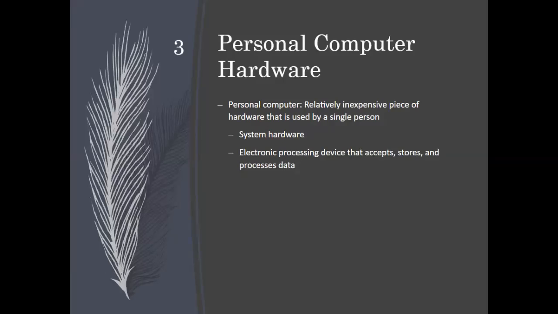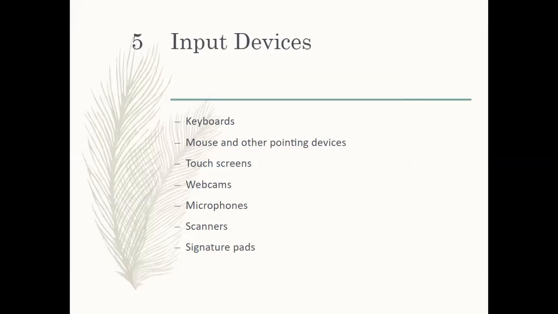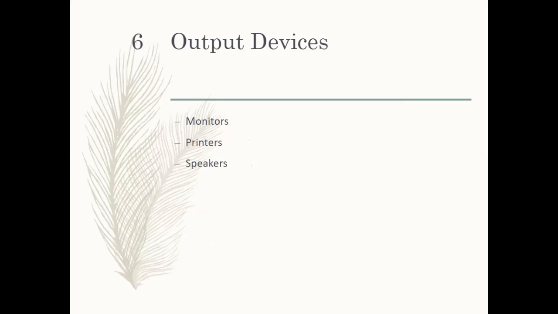Personal computer hardware. Personal computer: a relatively inexpensive piece of hardware that is used by a single person. System hardware: an electronic processing device that accepts, stores, and processes data. So this is a touch screen panel. You've seen some doctors' offices when you go in for your visits that they use these. So let's talk about what input devices are: keyboards, mouse and other pointing devices, touch screens, webcams, microphones, scanners, and signature pads. Output devices are monitors, printers, and speakers.